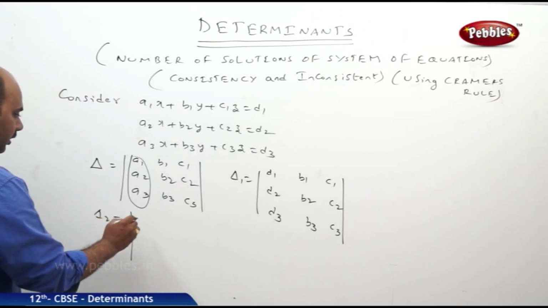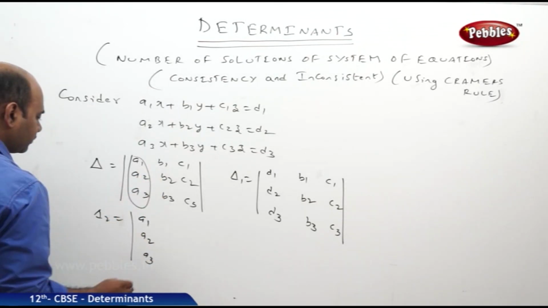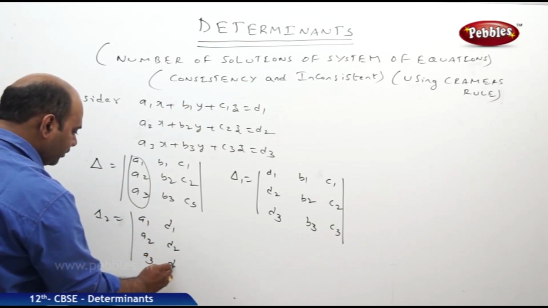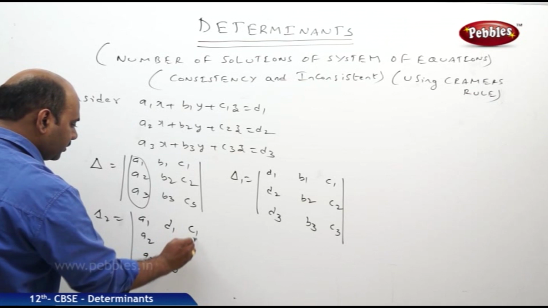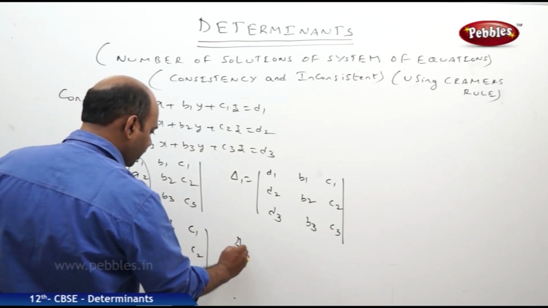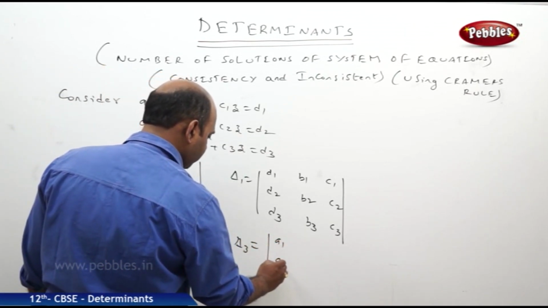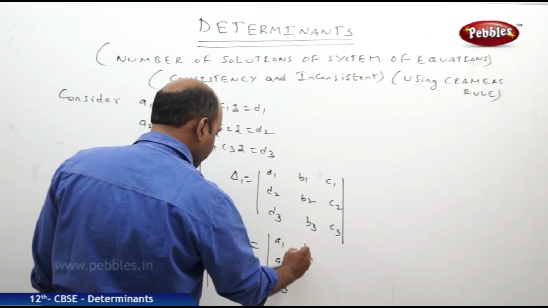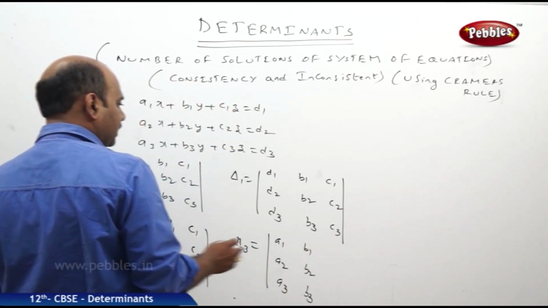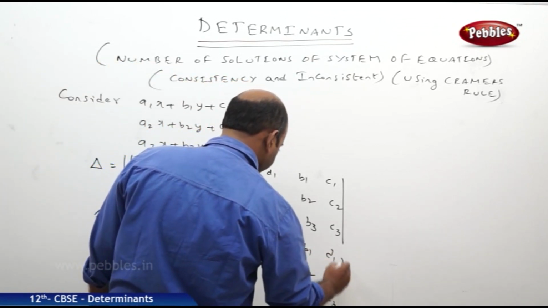Later I need to find delta 2. For delta 2, the first column is a1 a2 a3, the second column b1 b2 b3 is replaced by d1 d2 d3, and the third column is c1 c2 c3. Similarly we need to find delta 3. For delta 3, the first column is a1 a2 a3, the second column is b1 b2 b3, and the third column is d1 d2 d3.